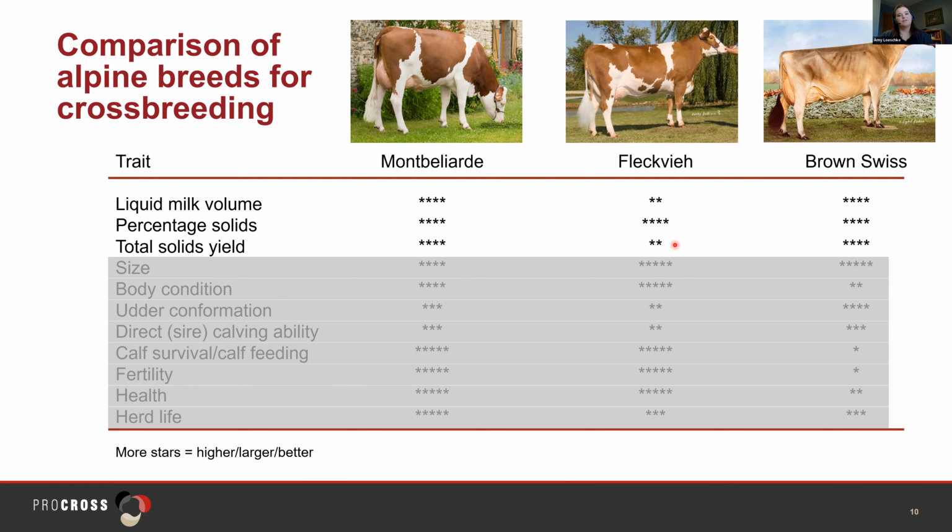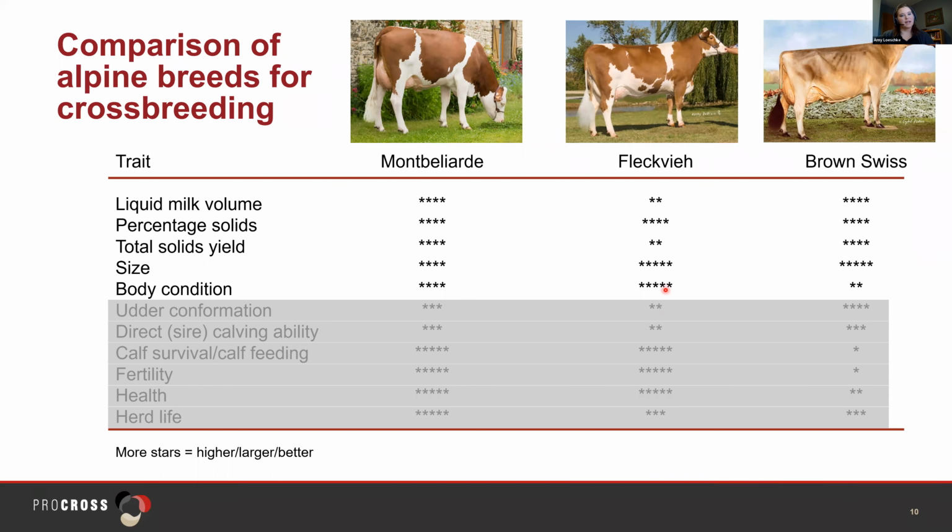Our experience is that Fleckviehs produce less. They're lower on total solids yield. And part of that is probably because of their selection history being a dual purpose breed. Fleckvieh has selected for carcass traits throughout their history, whereas Montbelliard is selected purely as a dairy breed with less than 1% of their selection going towards carcass traits.